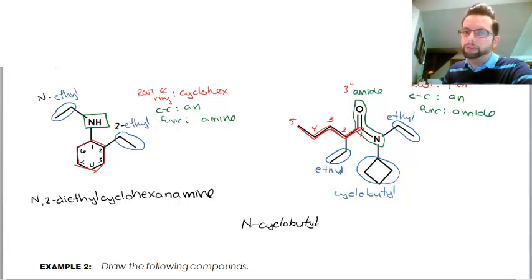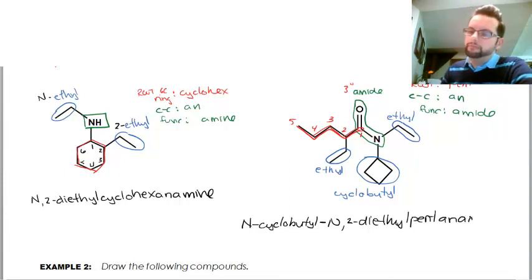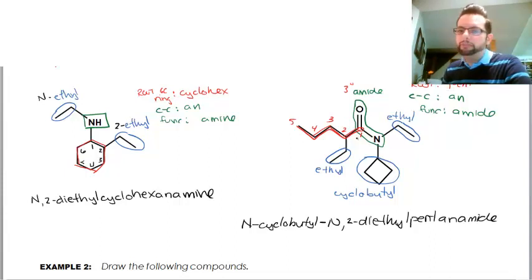Now I've got 2 ethyl groups. One on the nitrogen, one on the second carbon, N2 diethyl pentanamide. So this thing is N-cyclobutyl, N2 diethyl pentanamide.